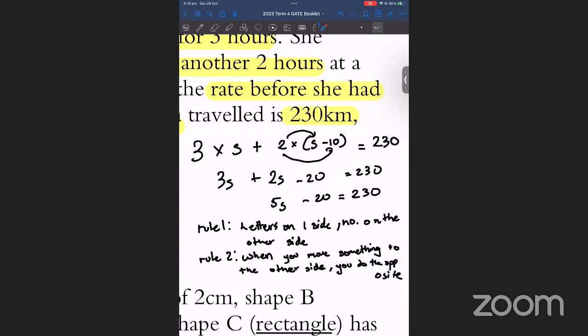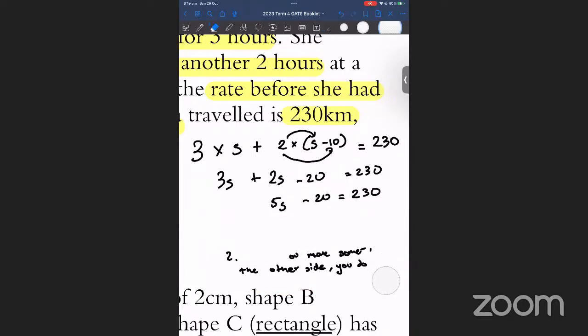So let's take a look. Did you guys write this down, by the way? Yes. Awesome. I'm going to rub it out. So now we can start to solve it.